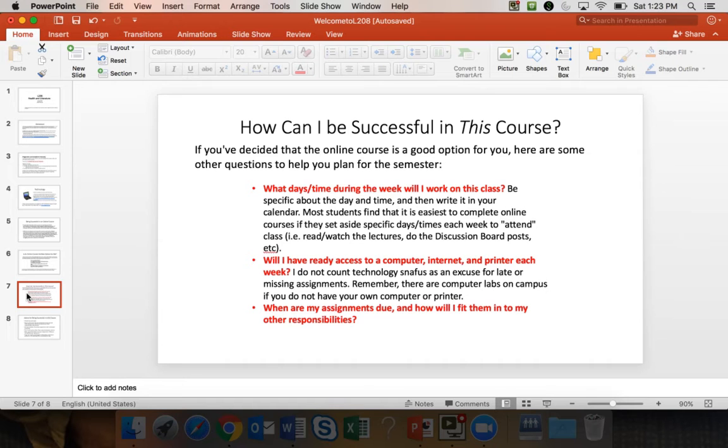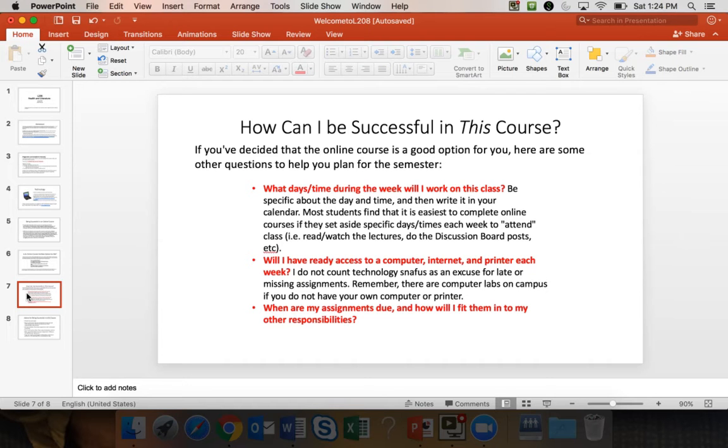The second question that you need to ask yourself is, do you have ready access to a computer, internet, and printer each week? I don't count technology snafus as an excuse for late or missing assignments. Remember that if you do run into a snafu, there are computer labs on campus in case your own computer or printer isn't working. And also that it's your responsibility to get your computer working if you happen to have a technology problem. And then 3, I would ask, when are my assignments due? And how am I going to fit them into my other responsibilities?